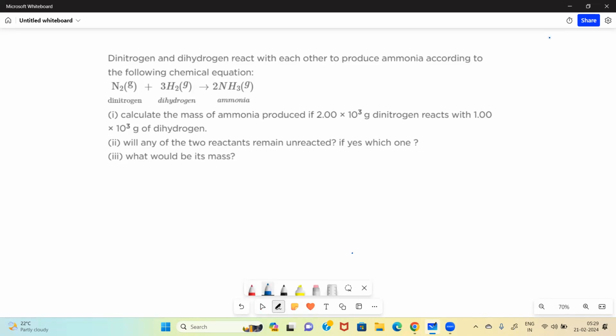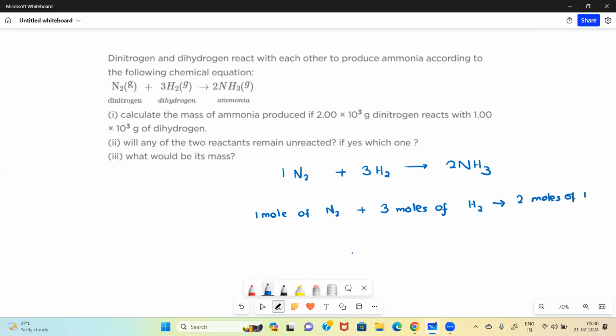You see here, we can clearly see from the equation, we have N2 plus 3H2 giving 2NH3. What does that imply? One mole of dinitrogen combines with 3 moles of dihydrogen to give 2 moles of ammonia, right?